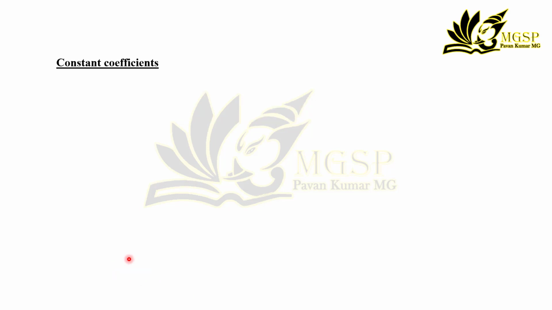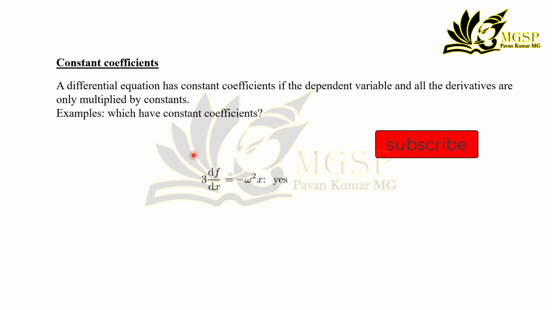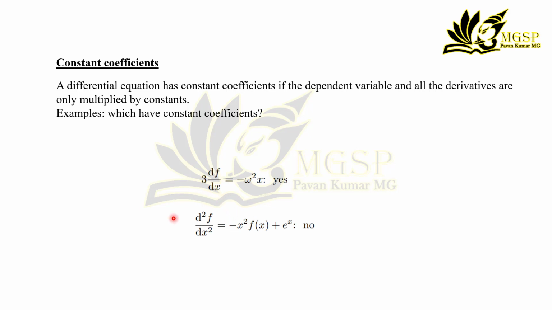Next, constant coefficient. A differential equation has a constant coefficient if the dependent variable and all its derivatives are only multiplied by constants. For example, here we have a constant coefficient, 3, where you are considering only the left hand side. And here there is no constant coefficient for d square f by dx square. Next, here also there is no constant coefficient, because the coefficients here are not constants. So there is no constant coefficient here.